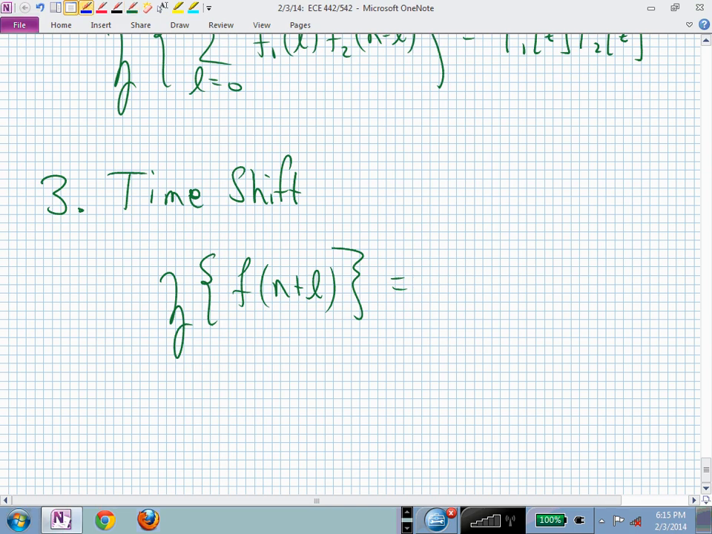Now we have to sort of know which is which. Let's say n is the time index, or that's the varying parameter. Maybe L is a fixed integer. Maybe we knew the Z-transform of f of n, and now somebody gives us a time-shifted version of that, depending on whether it's advanced or delayed. But L is whatever it is, a fixed integer.